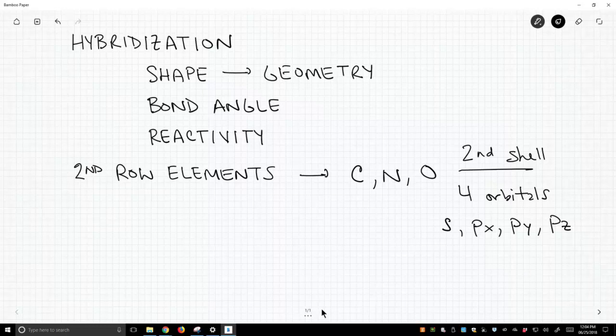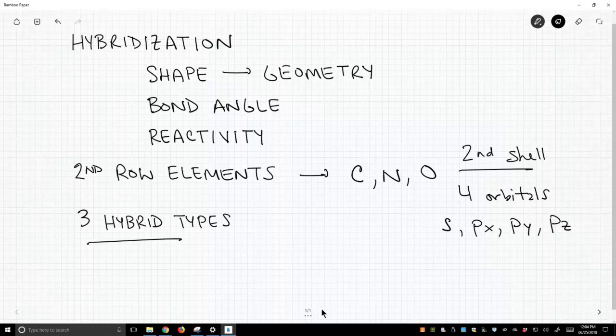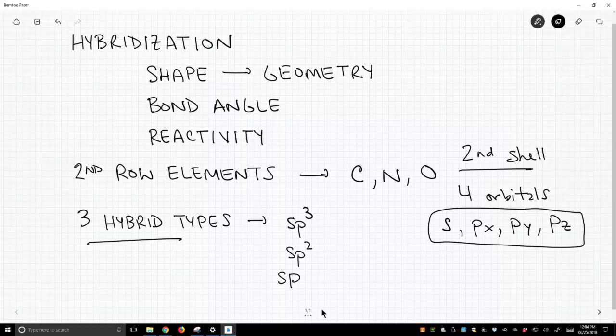So there are 3 different types of hybridization. We will encounter sp3, I'd say that's the most common, sp2, and sp. Now the 3 and the 2 are superscripts, and what sp3, sp2, and sp refer to are the different combinations and ways in which we're going to mix together these 4 orbitals.